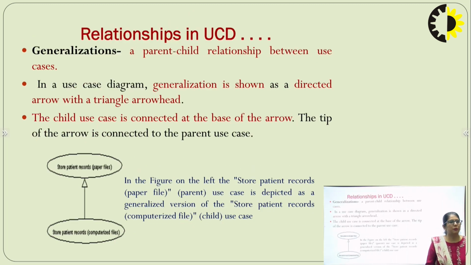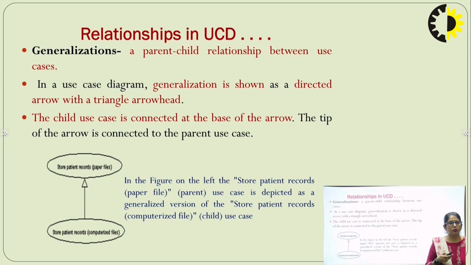Another relationship in the use case diagram is generalization. In UML, or you can say in object-oriented software designing, generalization is depicted by a line with a triangle ahead. With the triangle ahead, it's a parent-child relationship between the use cases. In a use case diagram, generalization is depicted by a directed arrow with a triangle arrowhead, as I said earlier. The child use case is connected to the base of the arrow, whereas on the tip of the arrow there will be the parent use case.